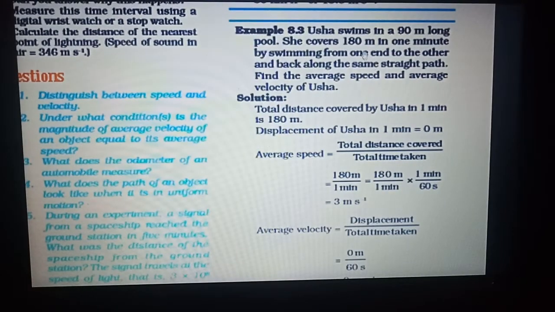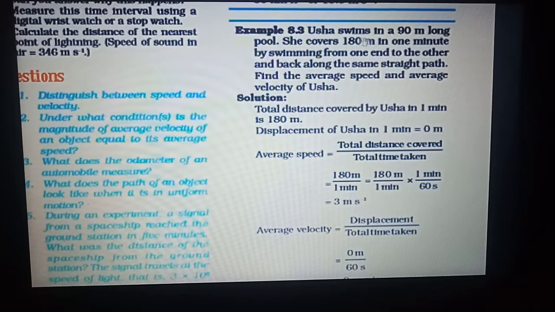Next numerical is Usha swims in a 90-meter long pool. She covers 180 meters in 1 minute. In 1 minute she is covering 180 meters and the pool's length is 90 meters. By swimming from one end to the other and back along the same straight path, she is going from A to B and again B to A. 90 meters is the total length of the pool. First A to B she is moving 90 meters and again B to A 90 meters.